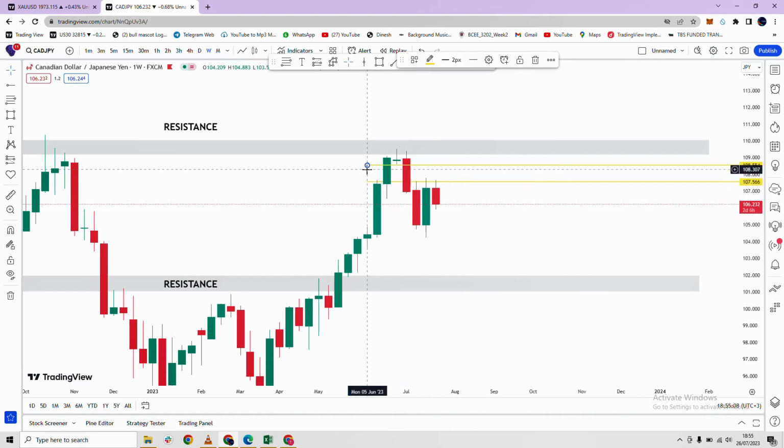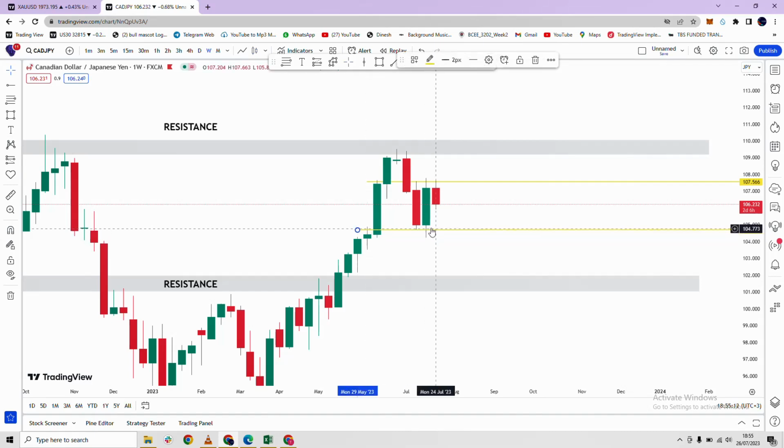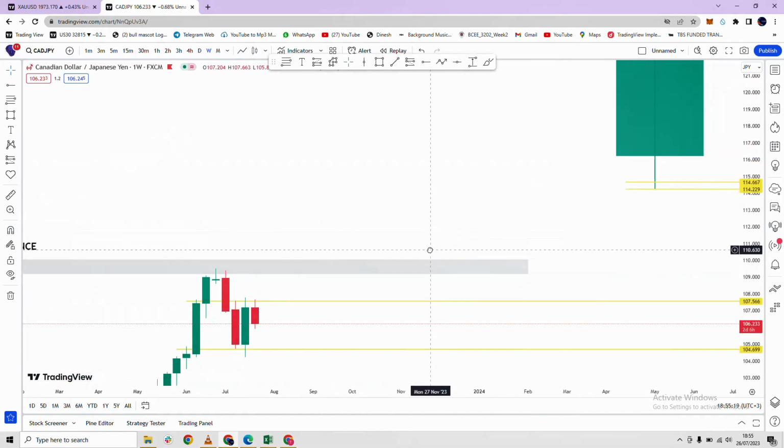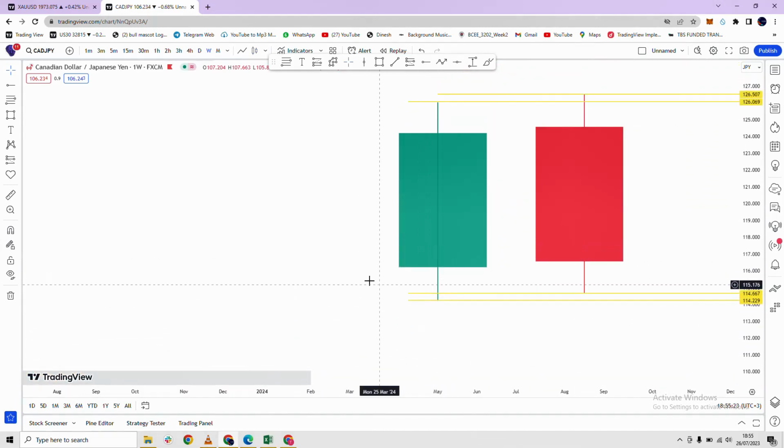Then I could also mark the low point. So notice before this candlestick pushed to the upside, it first of all opened. You need to understand the orientation of these candlesticks. Each of these candlesticks has an open price, a closing price, a high price, and a low price.